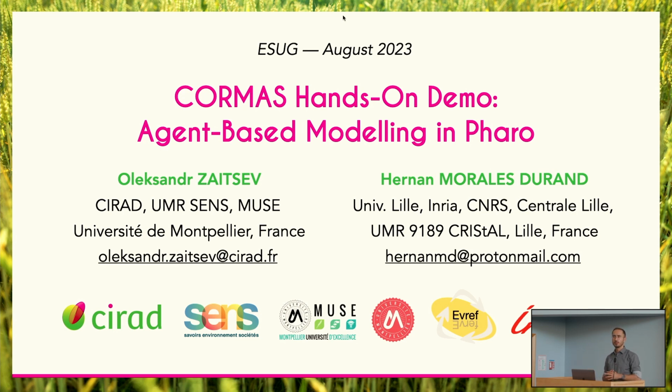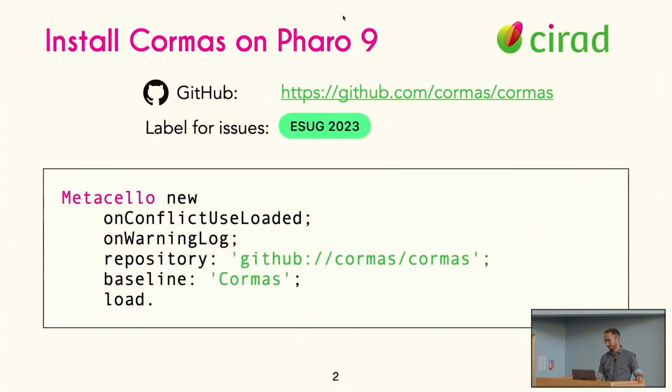Technically, the demo will not be complicated. You will just load the code from GitHub, play with it a little bit, manipulate it, and we will see how it goes. Normally, this demo was going to be done together with Ernan, that's why I put his name there, but unfortunately, or fortunately, Ernan was invited for a very cool presentation in another building, so I will be doing it myself. First of all, you need to create a new Pharo 9 image and to install CORMAS.